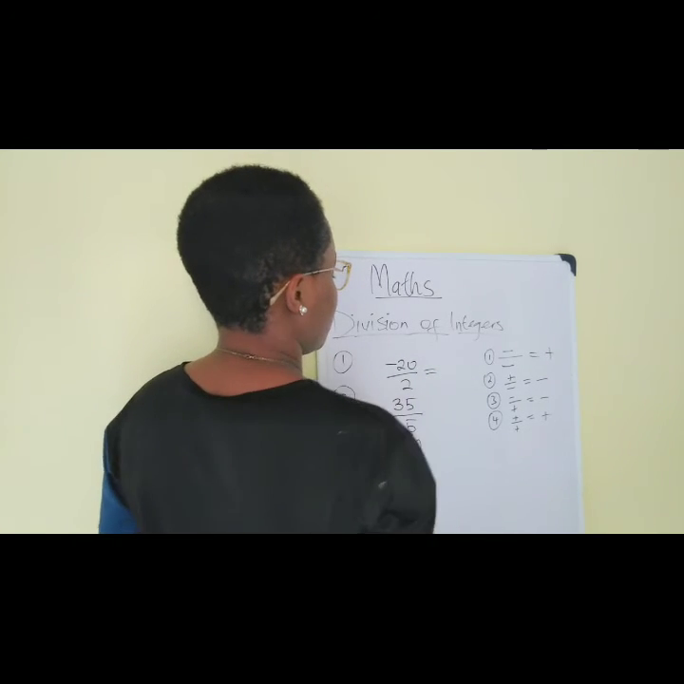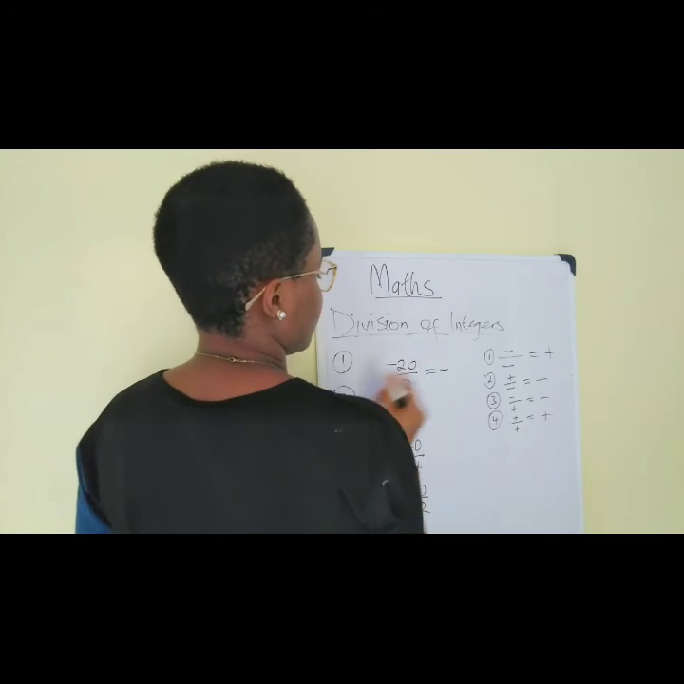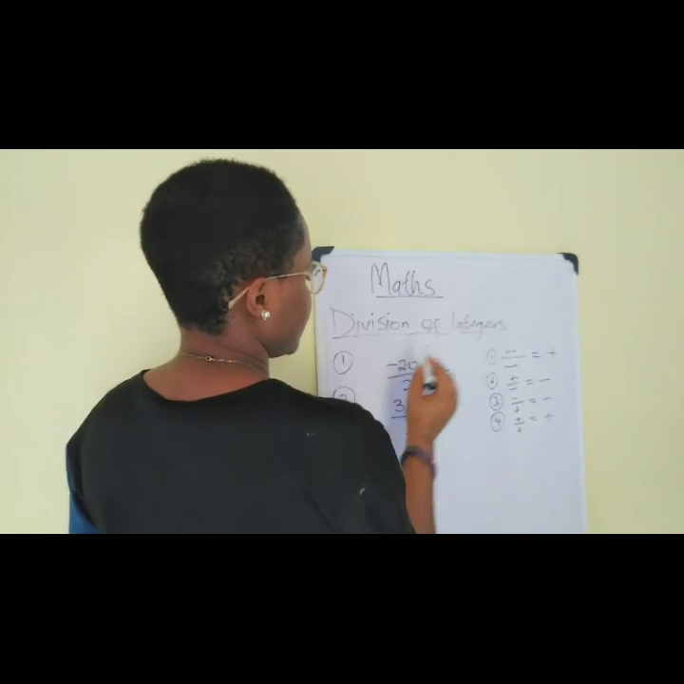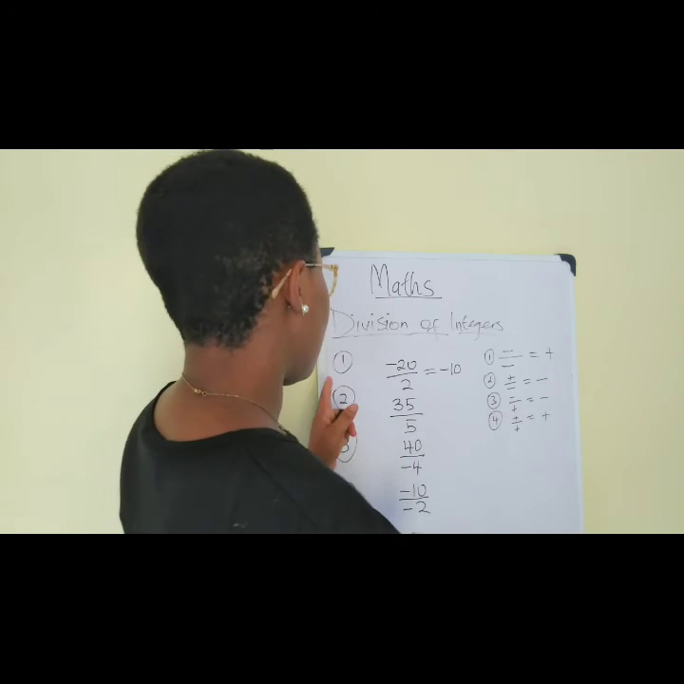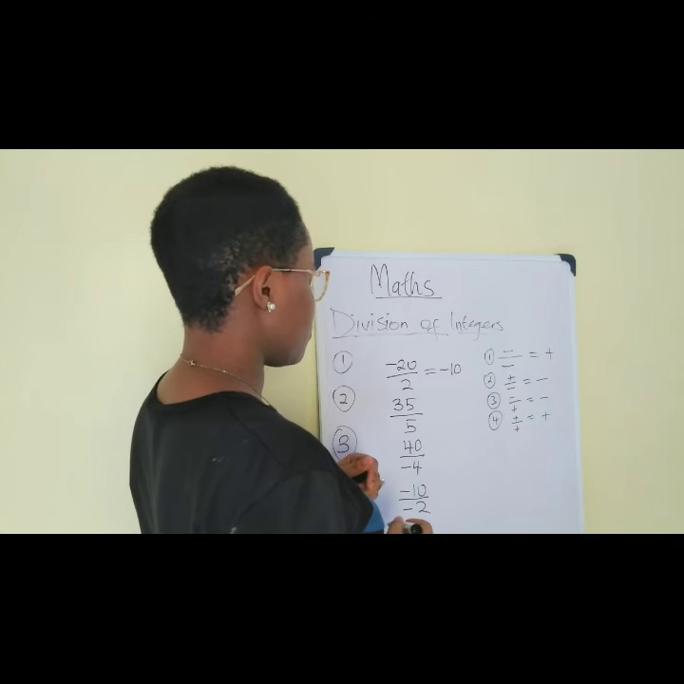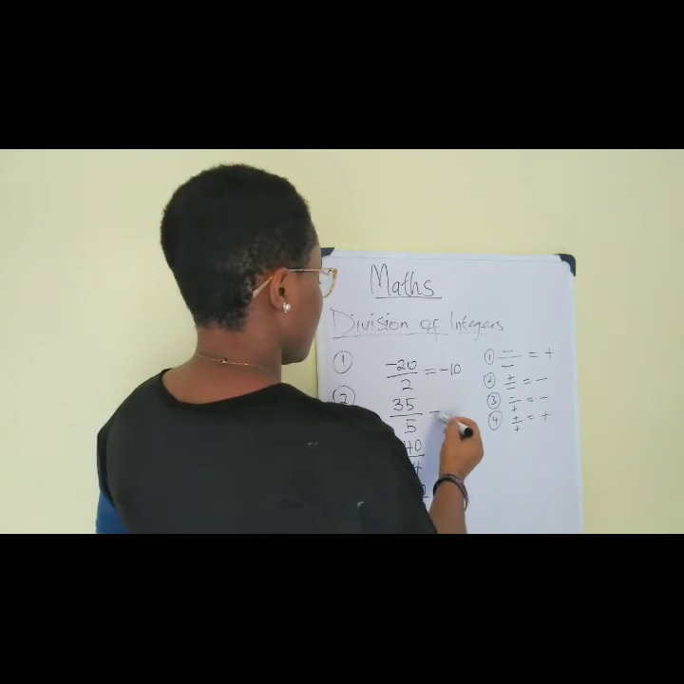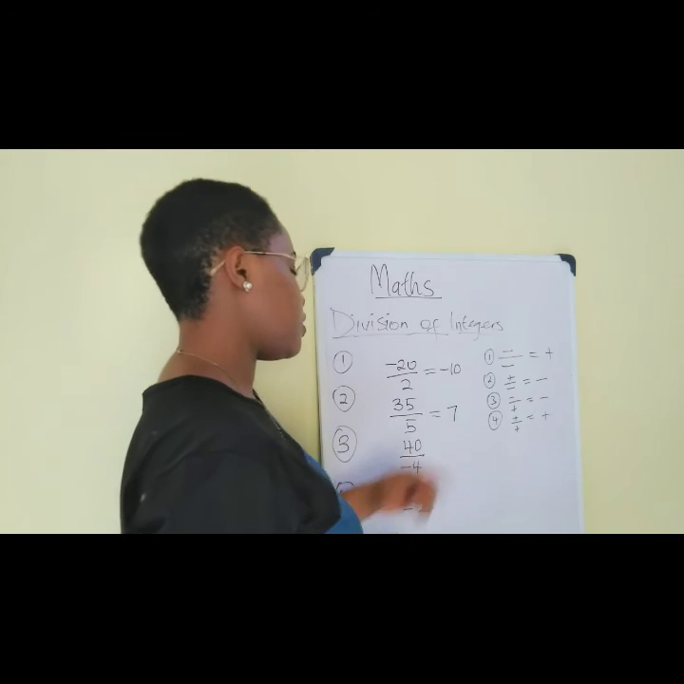For the first one, a negative divided by a positive will give us a negative outcome. 20 divided by 2 is 10. So we'll have negative 10 as our answer. The second one, a positive divided by a positive will give us a positive outcome. 35 divided by 5 will give us 7. So that's a positive 7.